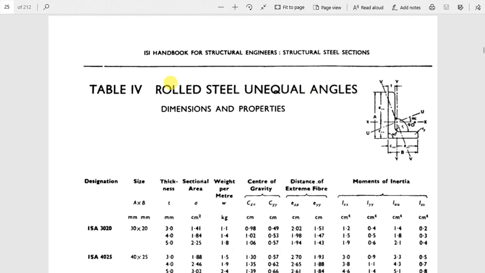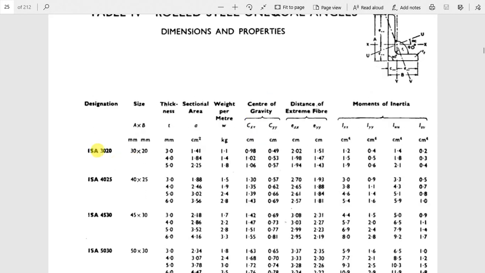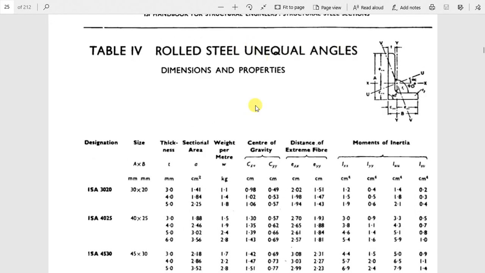So here in table 4, you have rolled steel unequal angles. Similarly, same here, but the lengths of angle legs will be different, as these are the properties of unequal angles. Once again, same thing for ISA 3020, you have 3 thicknesses. If you are going with ISA 3020 and 3, you have to refer to the values which are in this first line. Similarly, if you are going for ISA 3020 and 4, you have to refer to the values which are in the second line. And if you want the properties of an unequal angle of size 30, 20 and thickness 5, you have to refer to the values which are in the third line.